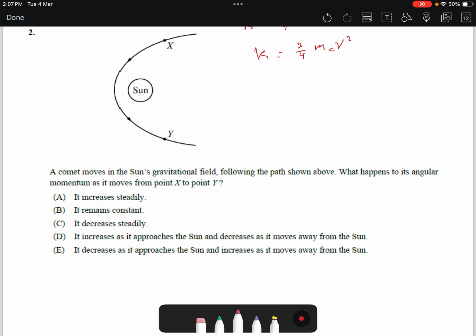Next question, please read it. Between point X and Y, what will happen to the angular momentum? It will remain constant because there is no external torque acting on it, or because the external torque equals 0. Okay?